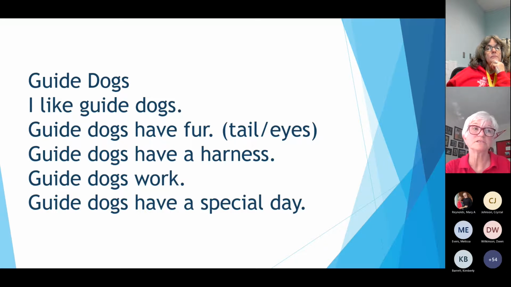So the story I came up with was guide dogs. I like guide dogs. Guide dogs have fur. Guide dogs have a harness. Guide dogs work. Guide dogs have a special day. So I would have a card for guide dog, and then fur and harness and day and work that I could use, and "have" is a core vocabulary word, so I could just pull that off of the core vocabulary.